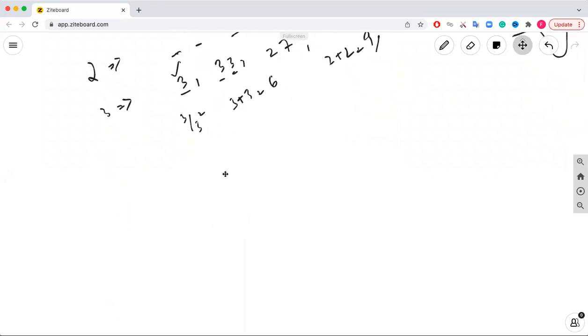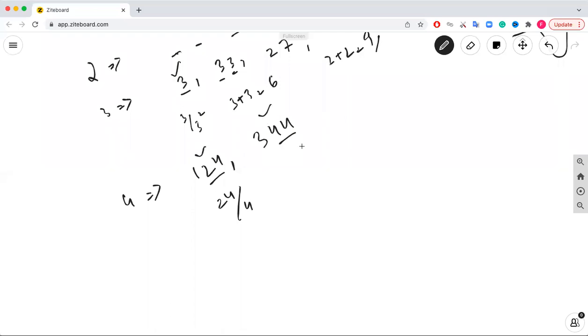Now, a number is divisible by 4 when the last 2 digits are divisible by 4. Let's suppose we have 124. Let's suppose we have 344. If we see the last 2 digits, the last 2 digits are divisible by 4. 24 is divisible by 4. 44 is divisible by 4. That's why these 2 numbers are divisible by 4.